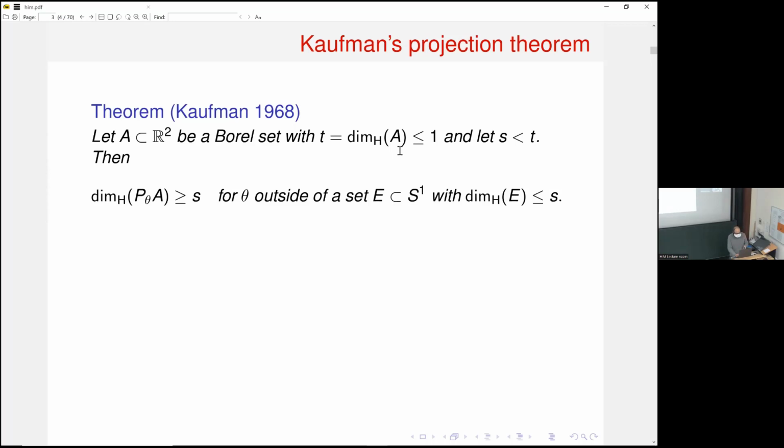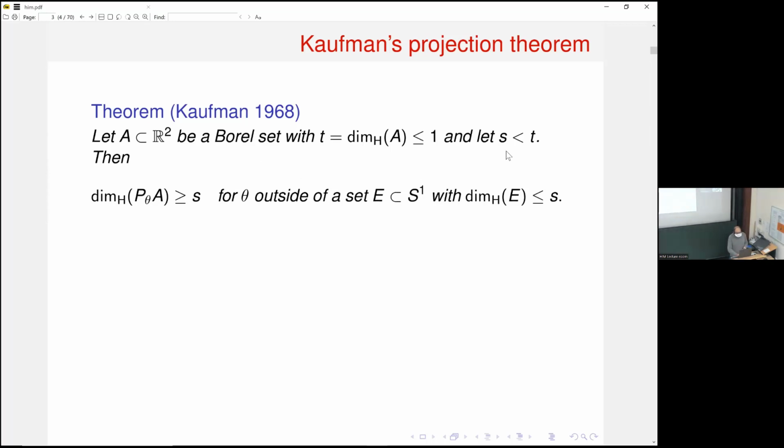Okay, so here we have 2 parameters, S and T. And throughout the talk, T will be the dimension of the set we are projecting, and S will be the dimension of the set of projections. So we have a set A in the plane that has dimension T, and we have a set of directions that has dimension S. So the directions we can parameterize by elements of the circle, although this is a 2-to-1 identification, but this is not important because we are only going to consider dimension. This 2-to-1 map doesn't affect dimension.